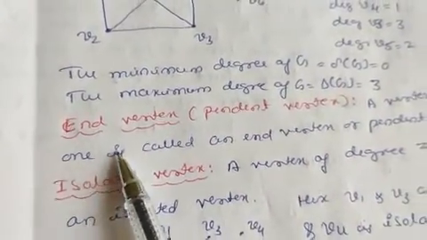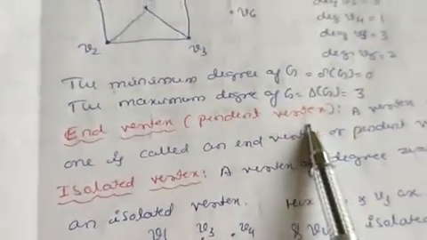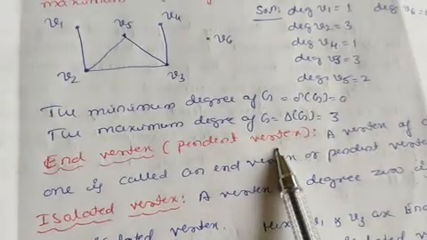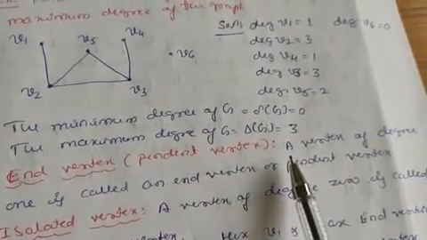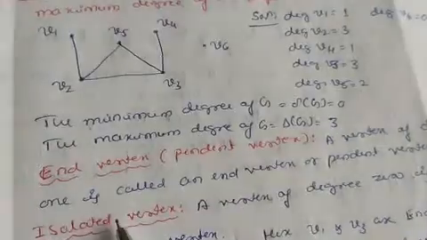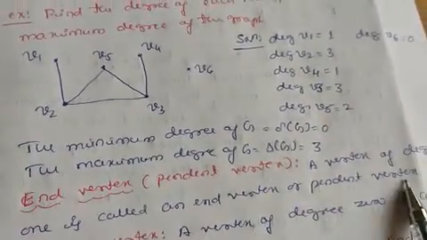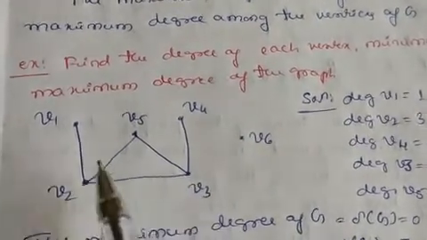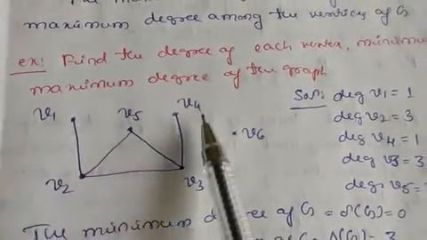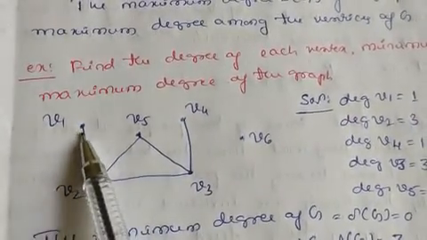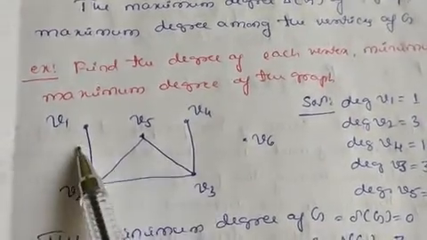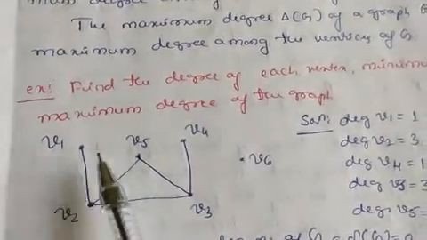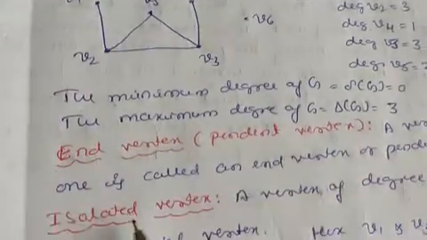And take one more example, end vertex or pendant vertex. An end vertex or pendant vertex means a vertex which has only one edge. A vertex of degree 1 is called an end vertex or pendant vertex. In this example, suppose we have this graph. In this graph, these two are end vertices or pendant vertices, because V1 and V4 have degree 1 each. So therefore these two are known as end vertex or pendant vertex.